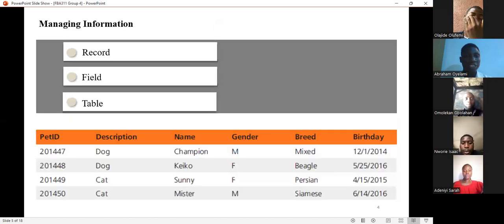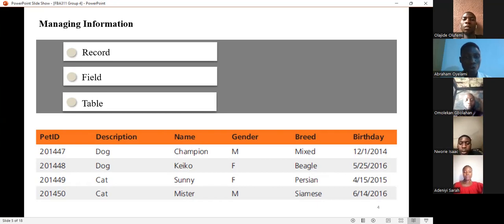Next, we have managing information. We have 3 categories under this: the record, field, as well as table. As you can see on your screen, a record is a row on a table that describes an entity. Our entity in this situation is domestic animals. As you can see, we have dog and cat. Now, the first record here is for 20147, dog. The name is Champion, gender is male, the breed is mixed, as well as the birth date.